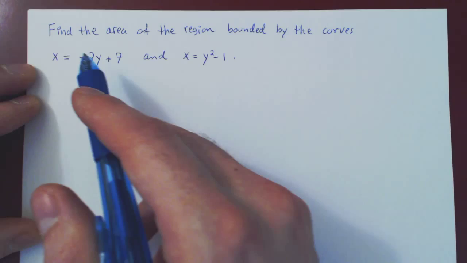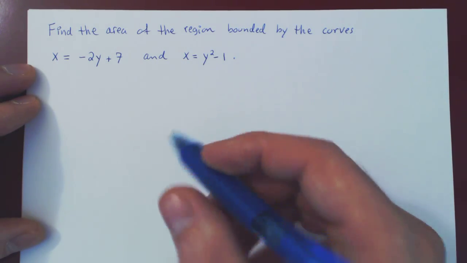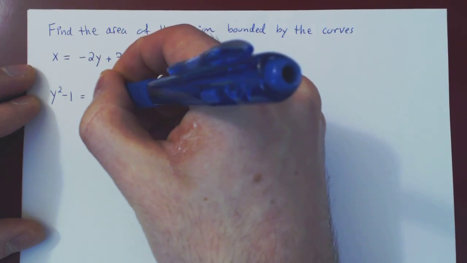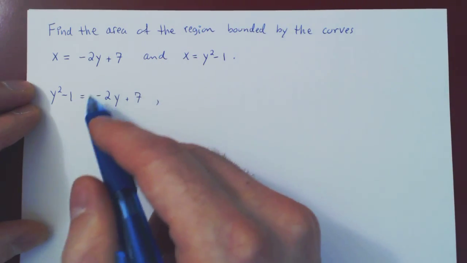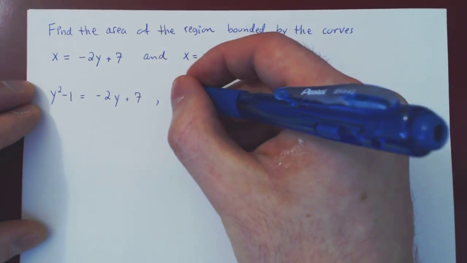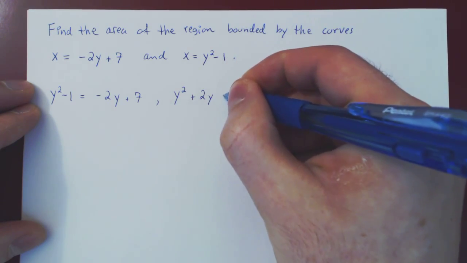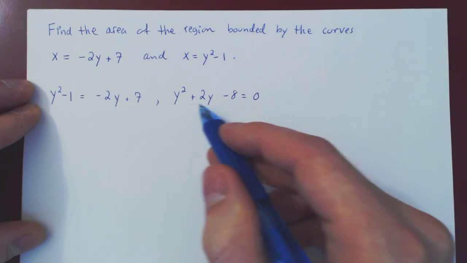So we'll find the points of intersection between these two curves, so we'll equate the x's, and so y squared minus 1 equals negative 2y plus 7. As always, send everything on one side, so you can look at the zeros of a polynomial. And as always, we try and factor by inspection.